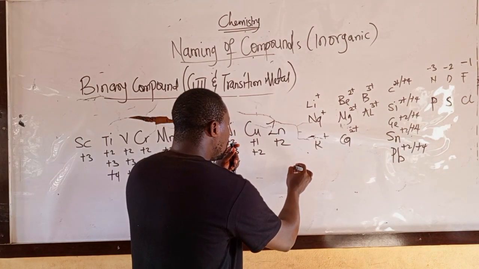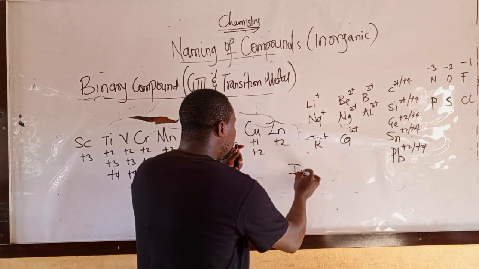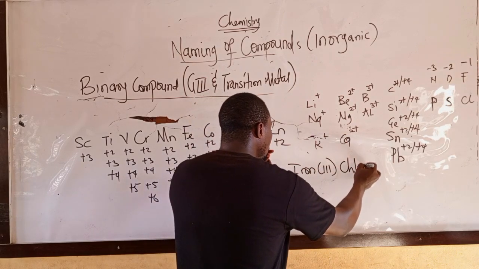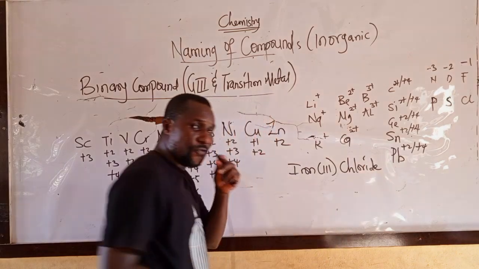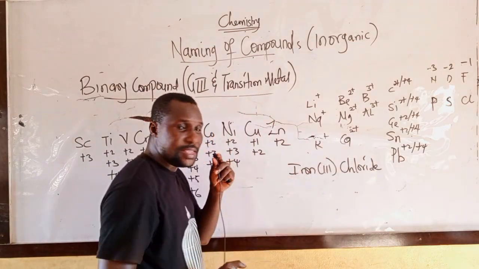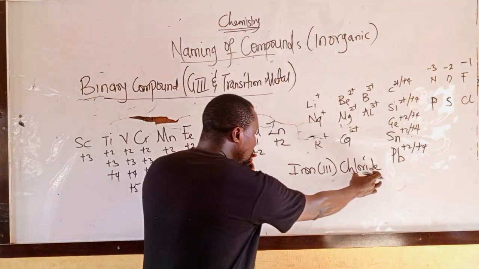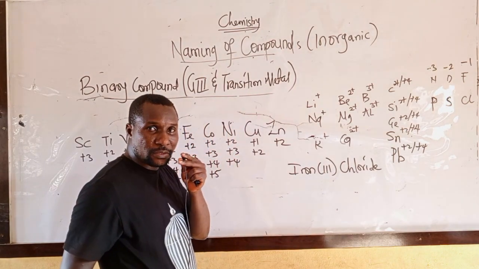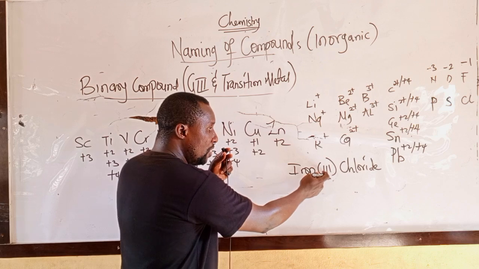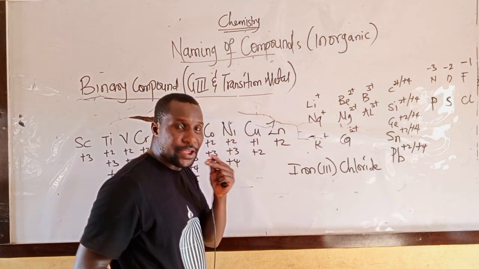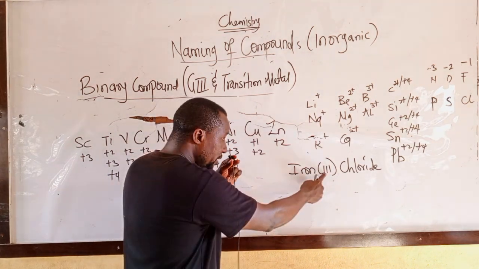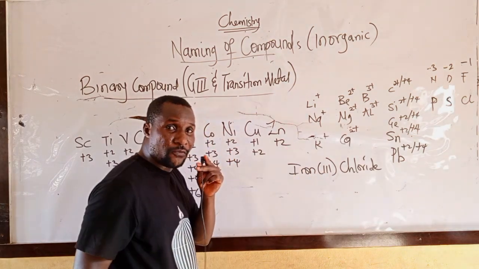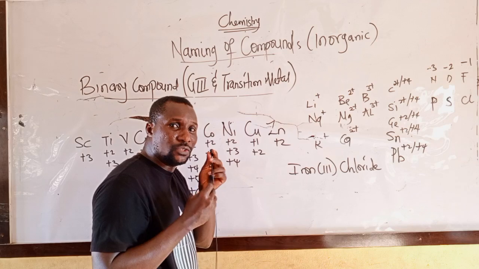If you are asked, we have iron(III) chloride. If you look at this, how many elements are here? Two in this compound: iron and chlorine. The Roman numeral III indicates the oxidation number of iron. Take note of that. The Roman numeral indicates the oxidation number of iron.